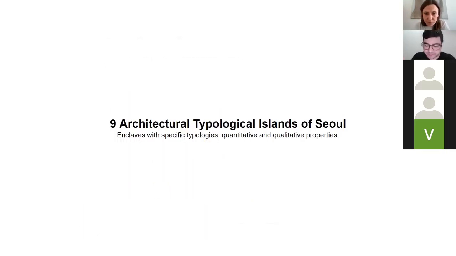For Seoul, I've been trying to study what are the typological islands that occur in Seoul, which actually happen to grow organically. I'm not going to give the whole history of how they grew, but basically there have been different transitions in the political governance and economic policies of Seoul that have led the city to develop specific typological islands. And so far I've identified 9 of them that are architectural typological islands.